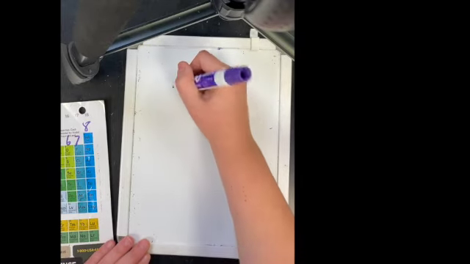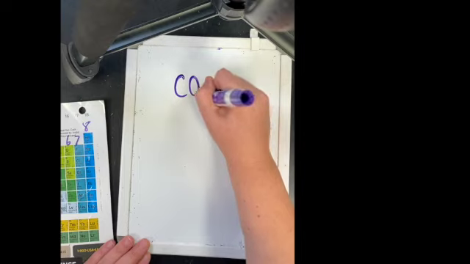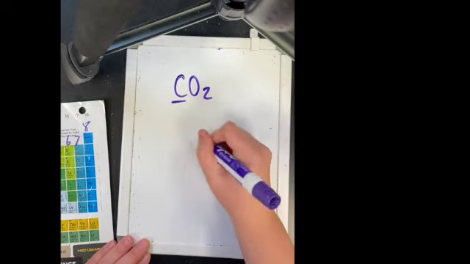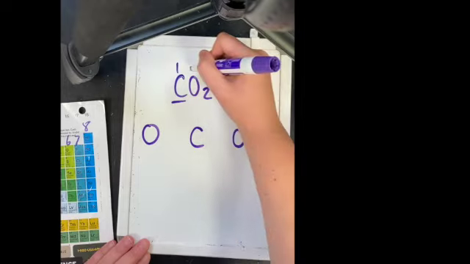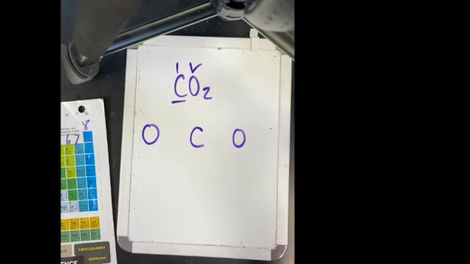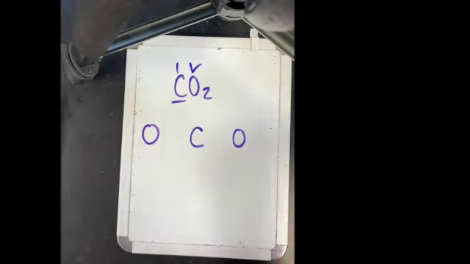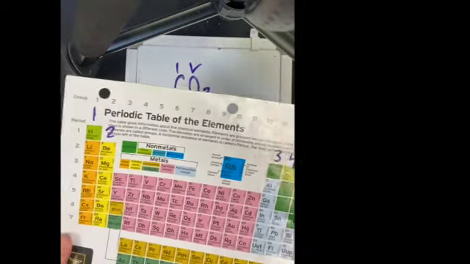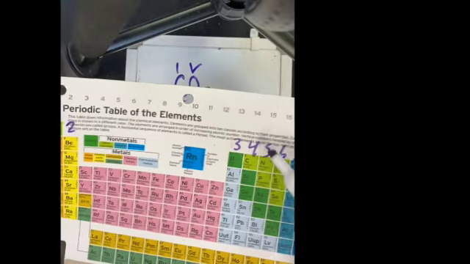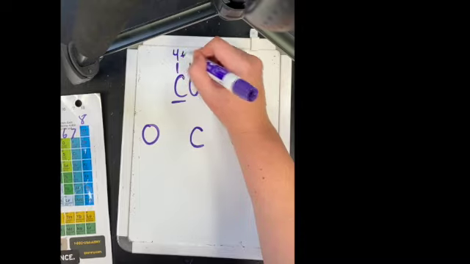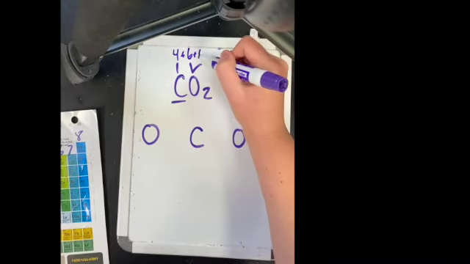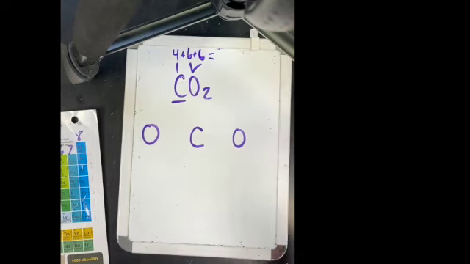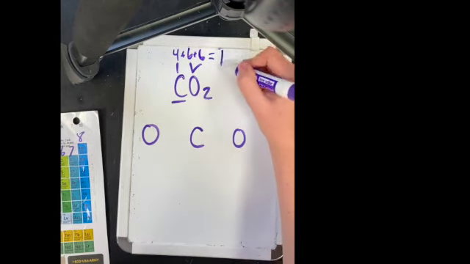So let's do another example, CO2. C is the element going to be in the middle, O's on either side. We figure out how many valence electrons they have. There's one carbon, which has 4 valence electrons. And then there's 2 oxygens, so we'll need to count that twice. So 6 plus 6. 4 plus 6 plus 6 is 16 electrons.